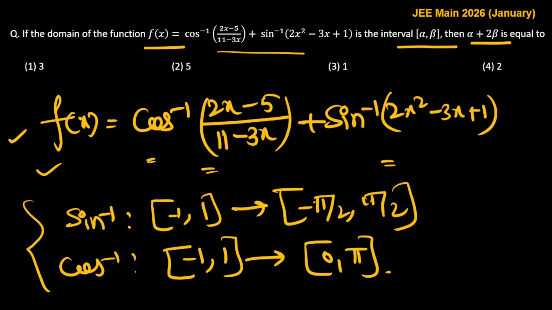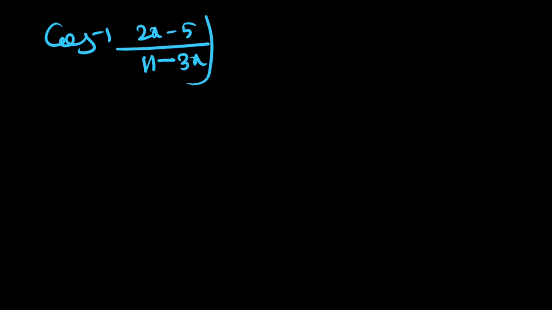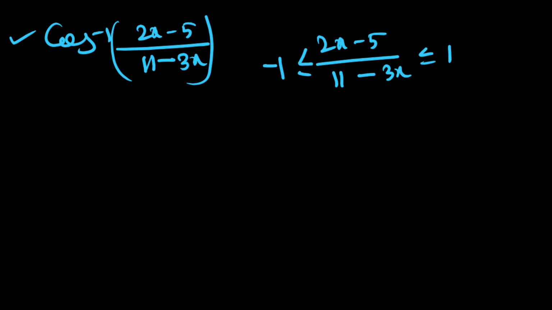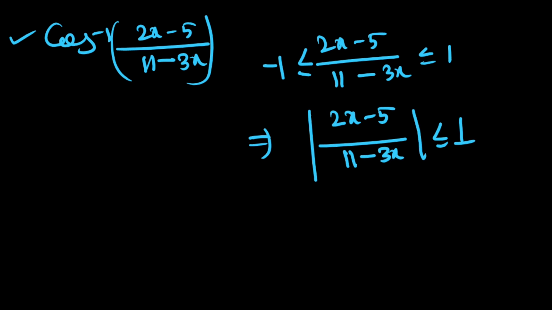That means both of these arguments lie between minus 1 and 1. First we find the domain of cos inverse of (2x minus 5) over (11 minus 3x). That means (2x minus 5) over (11 minus 3x) lies between minus 1 and 1, so the modulus of (2x minus 5) over (11 minus 3x) is less than or equal to 1. Then, multiplying through, modulus of 2x minus 5 is less than or equal to modulus of 11 minus 3x.